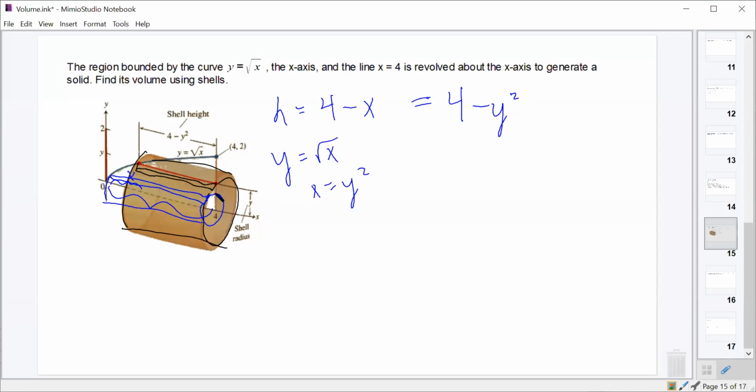And then our radius, and anytime we're doing these shells, if we're revolving around the x-axis, our radius is just going to be that y value. And if you're revolving around the y-axis, it's just going to be x.